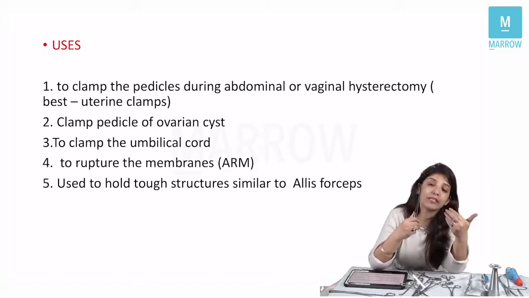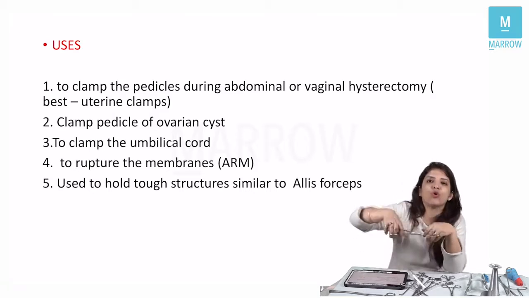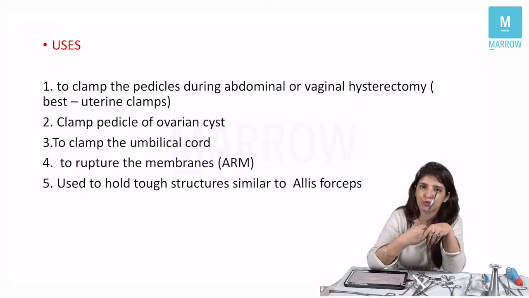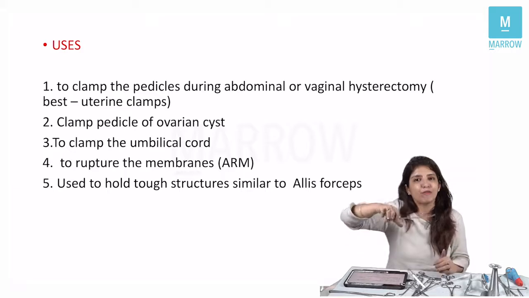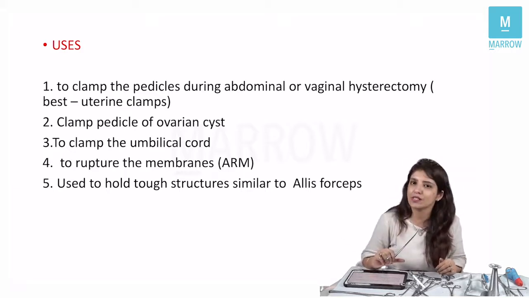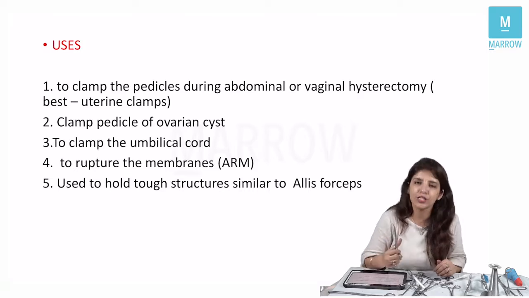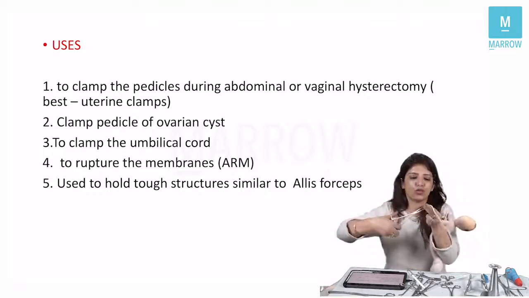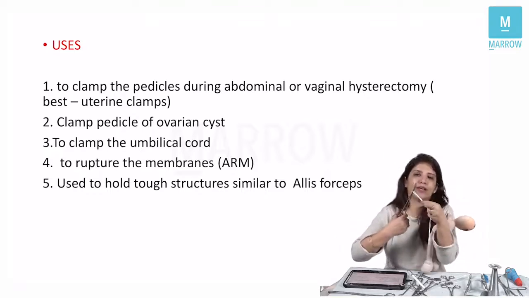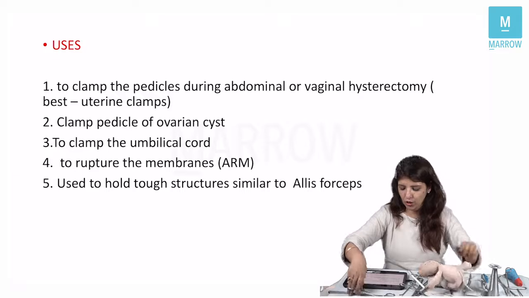Then, where are other places pedicles present? Suppose it is a pedunculated fibroid. So, in that case, to hold the pedicle, I can use a Cocker's forceps. If it is an ovarian tumor or an ovarian cyst, to clamp the pedicle of the ovarian tumor or ovarian cyst, I can use Cocker's forceps. And also, I can use this to clamp the umbilical cord, right? So, on the umbilical cord, I'm going to put two Cocker's forceps like this, one here, and then I can cut the cord in between, right? So, these are the uses of Cocker's forceps.